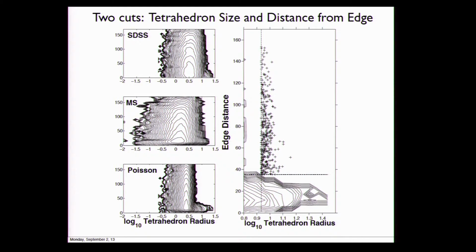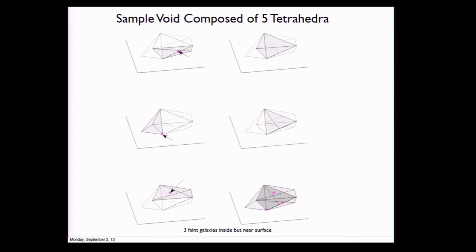On the x-axis is the size of the tetrahedra. On the y-axis is the distance from the edge of the data space. And this little projection is distorted edge cells that are bigger than they should be because they're near the edge of the data set. So anyway, you can go through a lot of machinations to figure out what a good cut in both size and nearness to the edge to get your final sample.